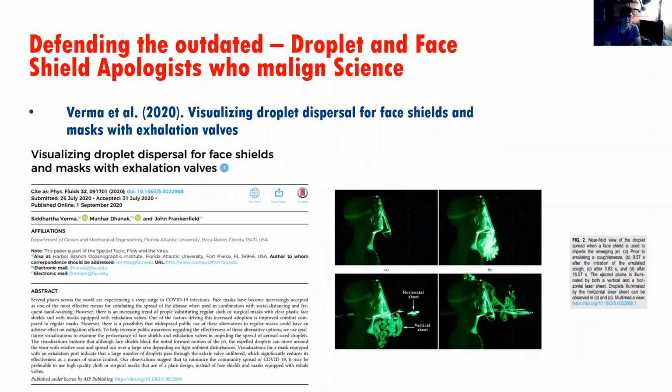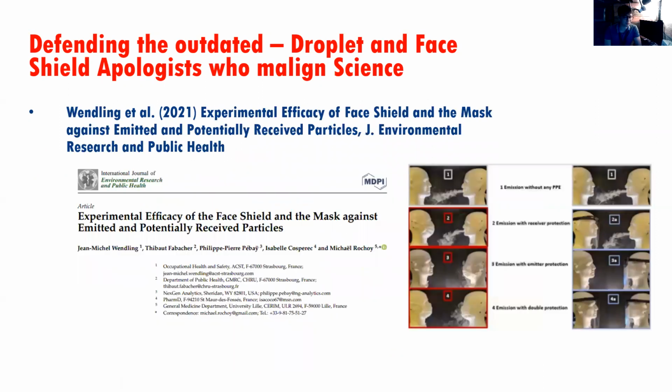The study from Florida Atlantic University determined that most of the droplets are directed sideways and downwards rather than to the front. So if we take into account all of those droplets, they are still being introduced into the air. So it's a poor source control.